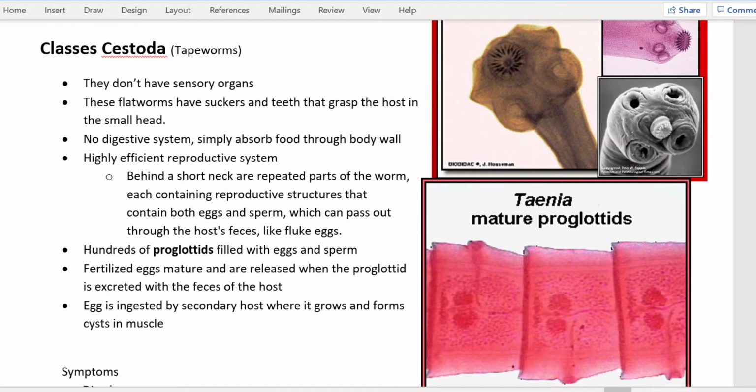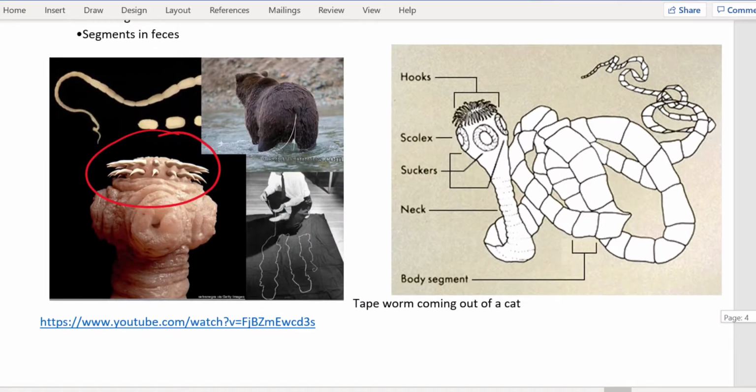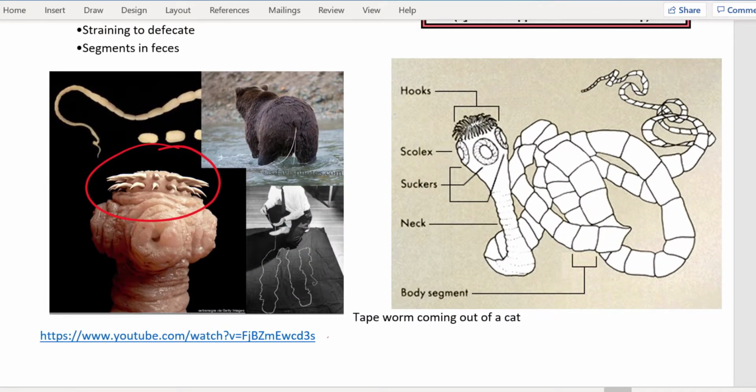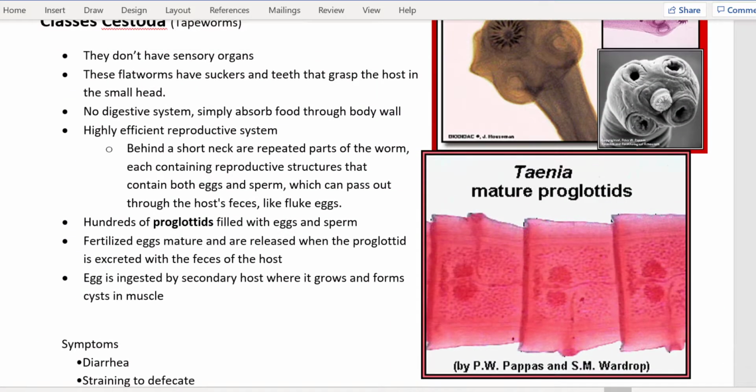Now, if you watch those videos down here, they are really good in the fact that they show the different proglottids. So these are the repeating parts that have male and female parts in them, and if they get ripped off, they can be digested and they produce more tapeworms.